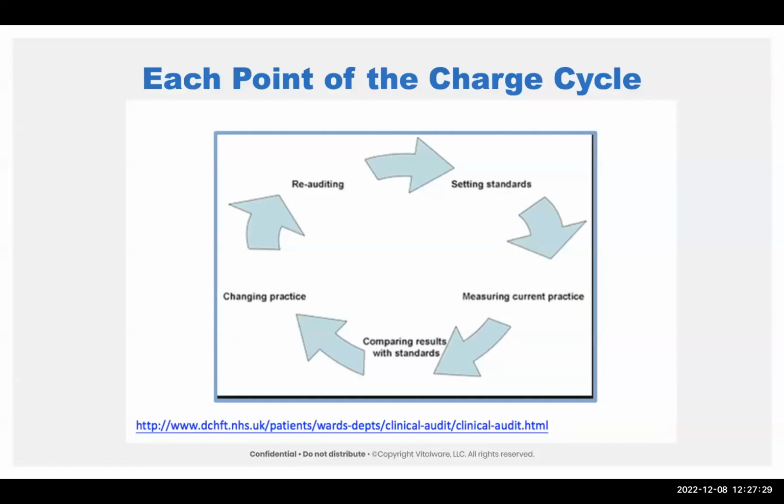Then measuring the current practice. What is in the system? What does the technology do? Compare the results. Am I still having errors? Then I change the practice to make sure I've captured everything, and I re-audit. So this is how every point is preventative and detective. Detective is where we measure the current practice. Preventative is when we change the practice based on the results.